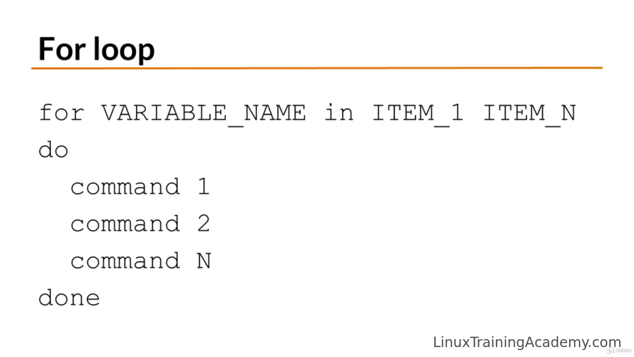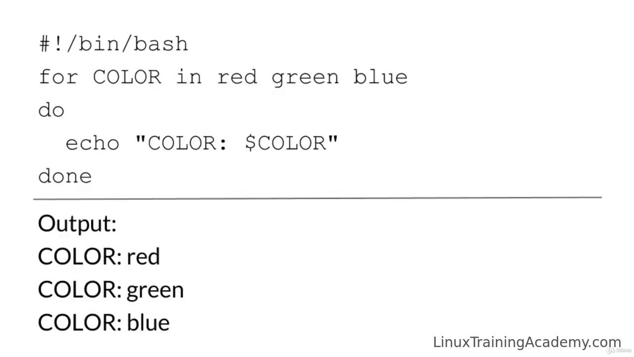This happens for each item in the list. Here's an example script that shows how a for loop works. You'll see that there are 3 items in the list: red, green, blue. The for loop executes 3 times.